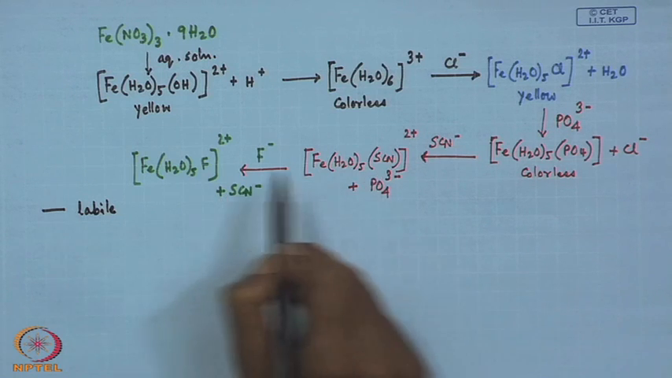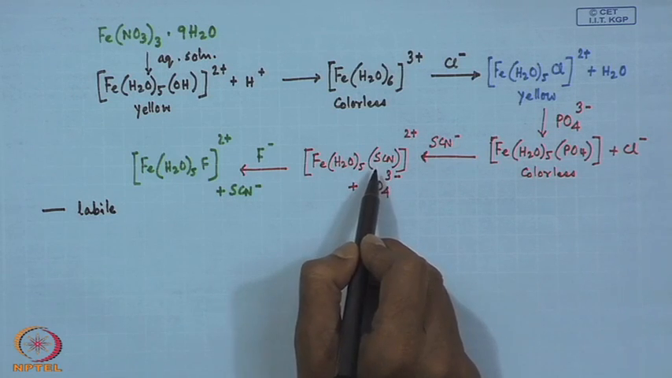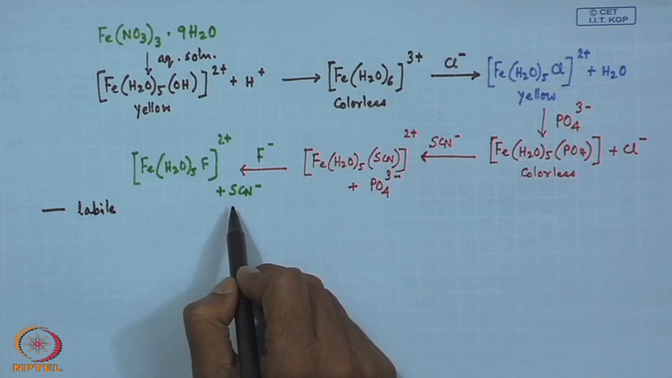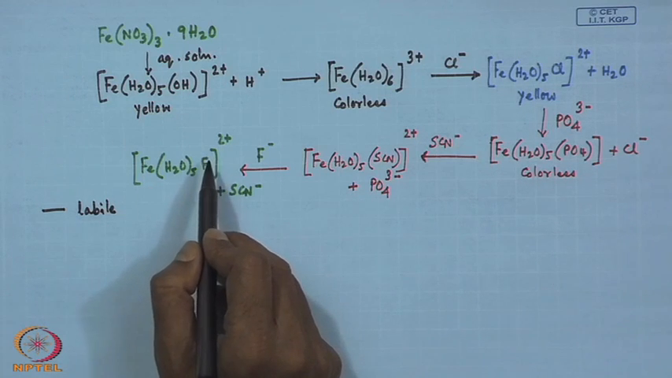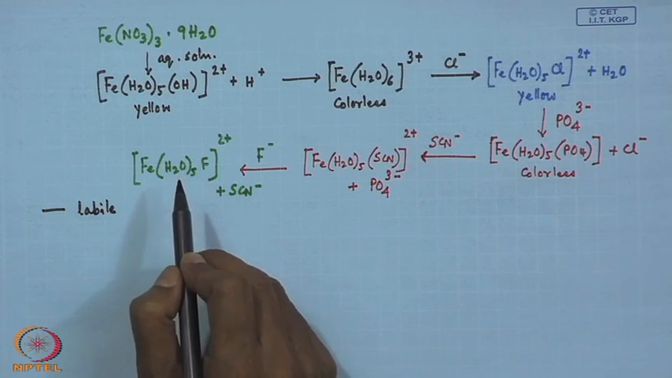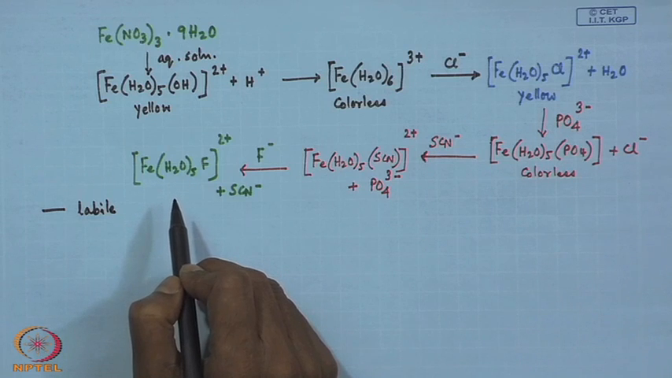That means the ligand exchange reaction takes place at the time of mixing of the solutions. Whenever we add fluoride to this particular solution, the thiocyanate is immediately kicked out from the medium and we form the corresponding fluoropentaaquo iron 3 plus compound. So, at the time of mixing, this is forming.